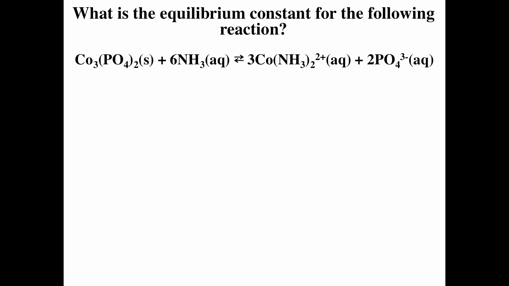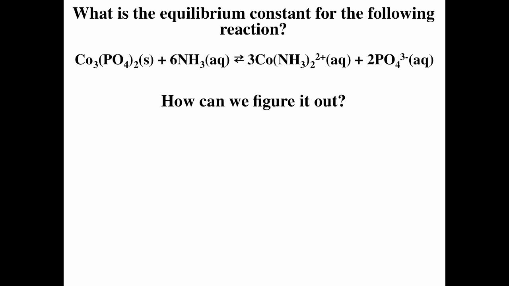Now we can look at a little bit harder problem. And so what is the equilibrium constant for the following reaction? We have cobalt phosphate plus 6 ammonia going to the cobalt ammonium complex plus 2 phosphate ions. Now we have to come up with a series of reactions. When we add them up, we get this net reaction.